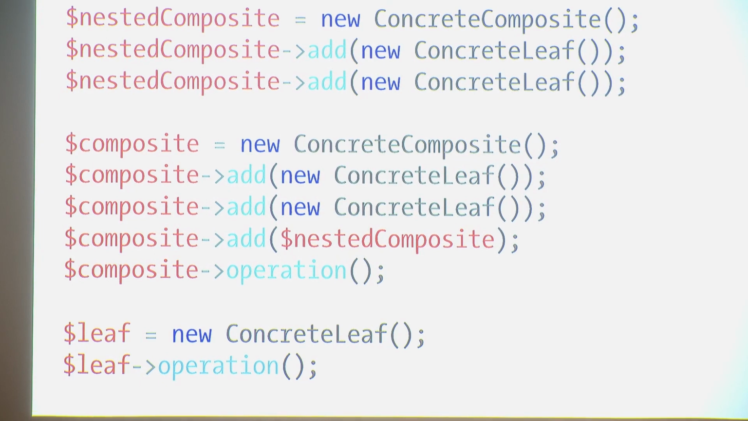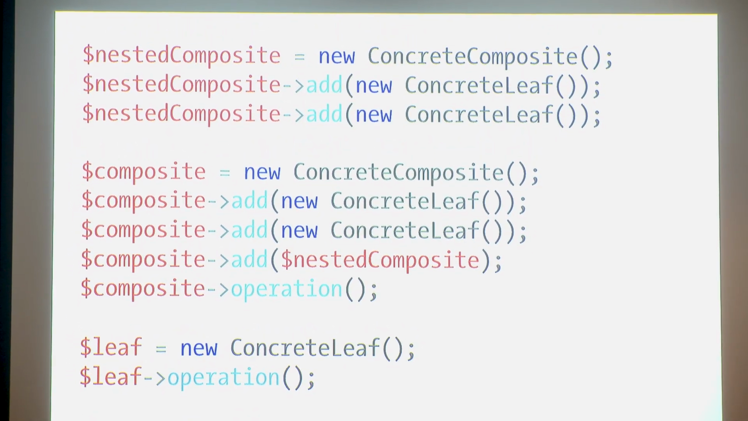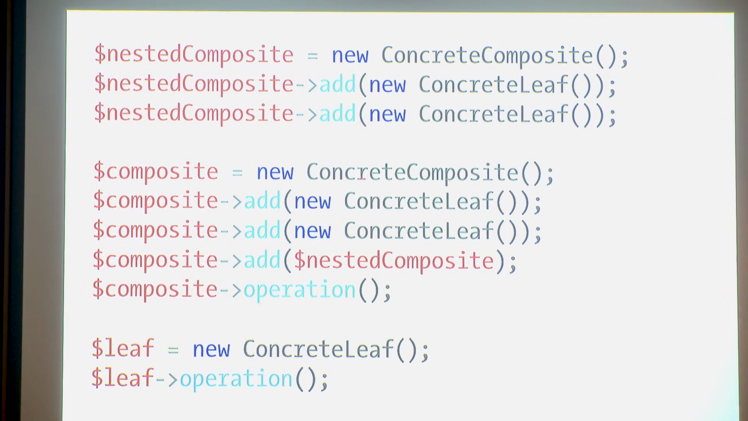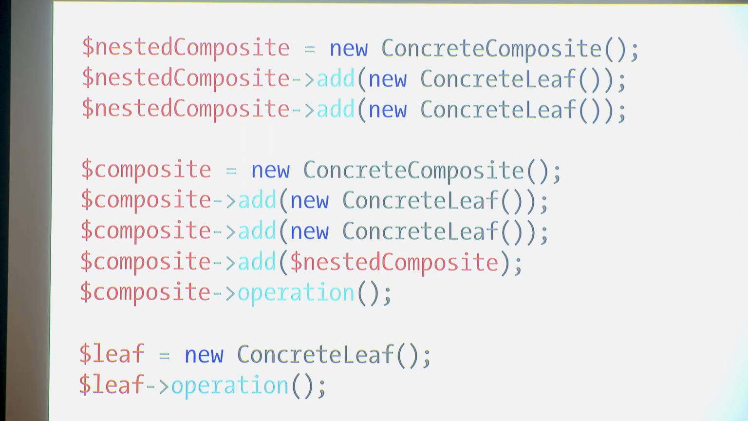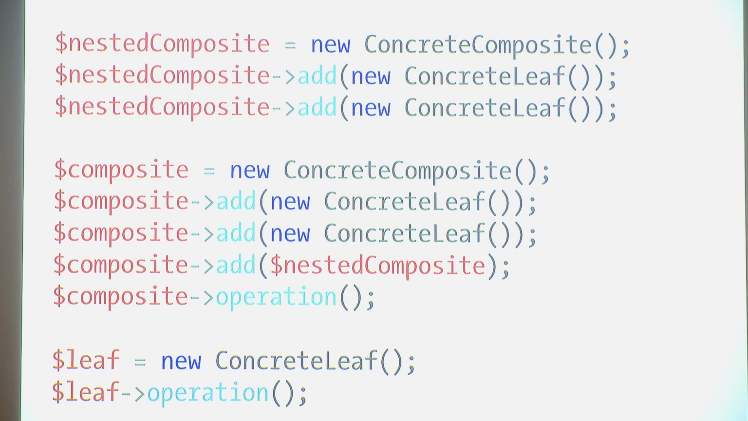All right. So as you can see, I have my concrete leaf, so I can operate on the leaf, or I can have a composite which embeds both a leaf and other composites. And whenever I perform this operation, it's done on every object that implements this method.